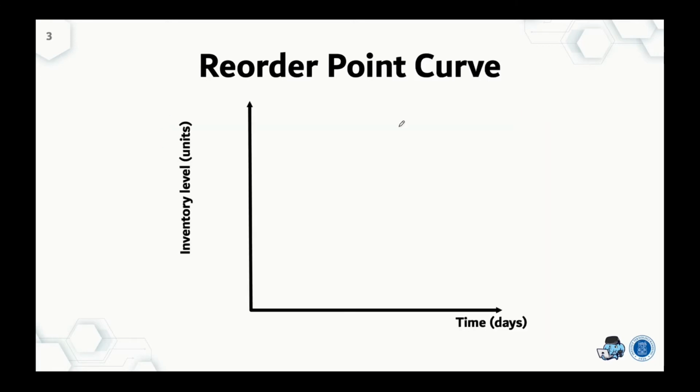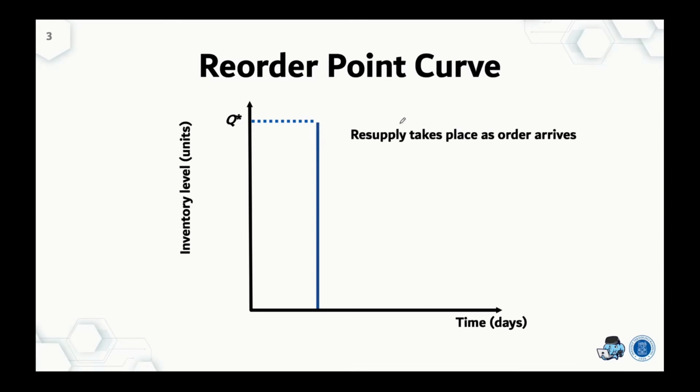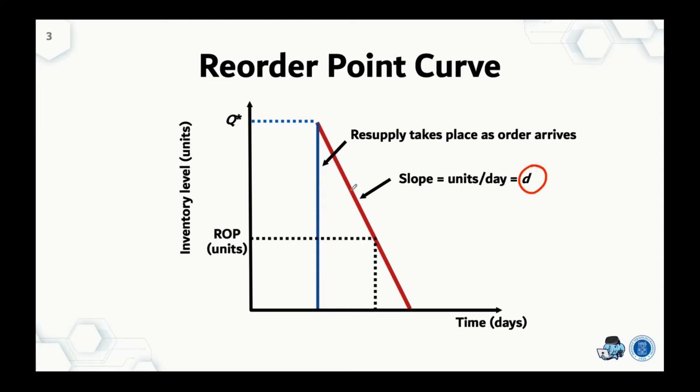When we take a look at the reorder point curve, we see this red line. The red line is the amount of consumption per unit time of the inventory. And then this is the slope. We can calculate this one as a slope. This is units per day, or small d in this case.